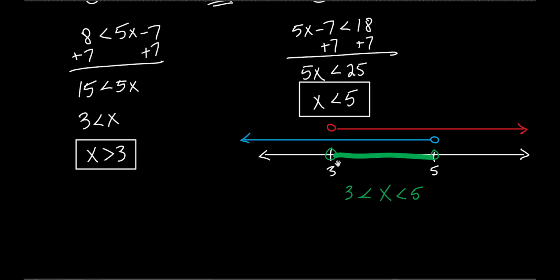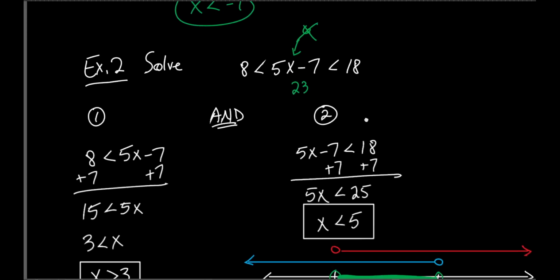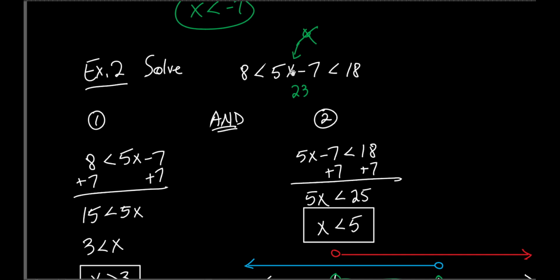And what's my other region where I could pick points from? Anything less than 3, right? Pick an easy number less than 3. 2. 5 times 2 is 10 minus 7 is 3.